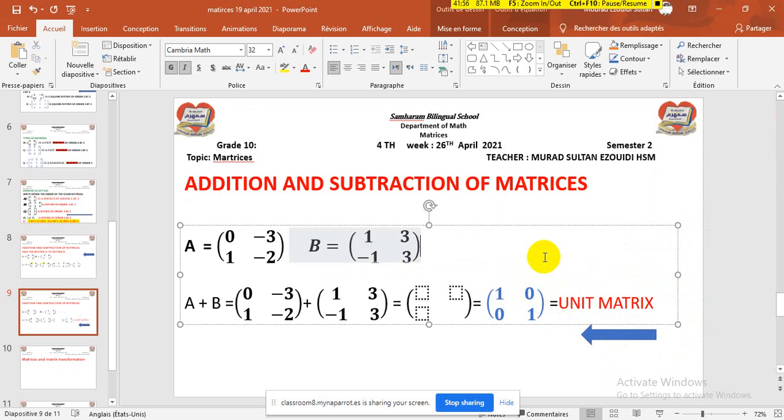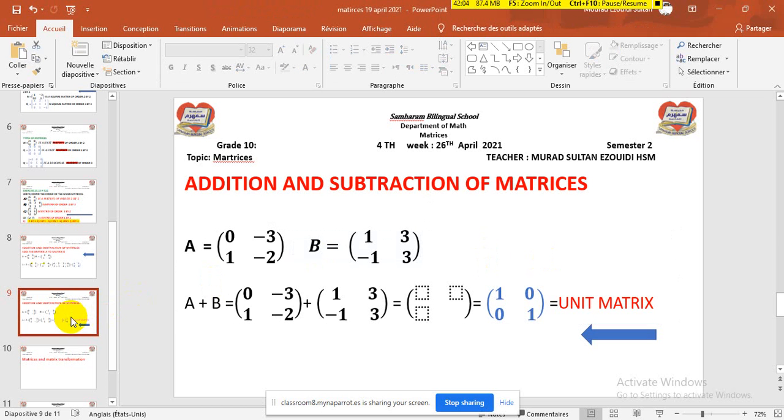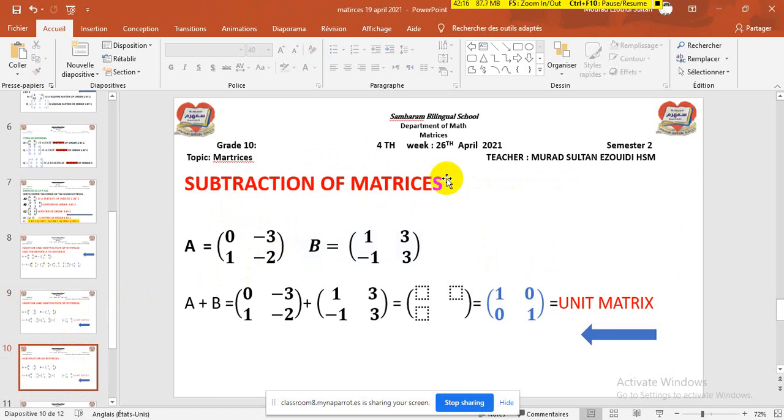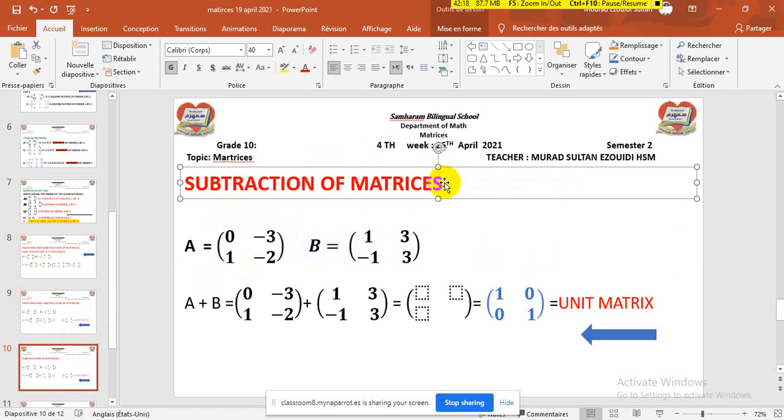As it is clear, I will go to the next slide. Copy and paste. Now, subtraction of matrices. The question is now subtract. Find, I'll just put here.